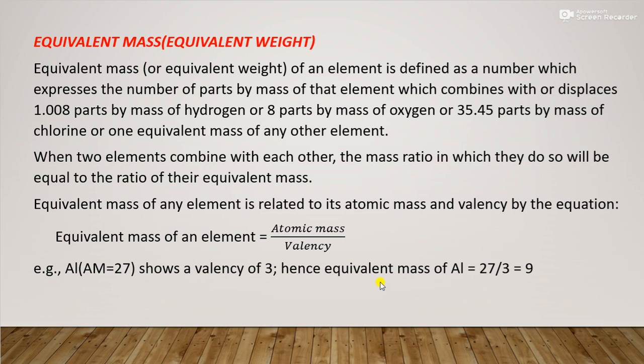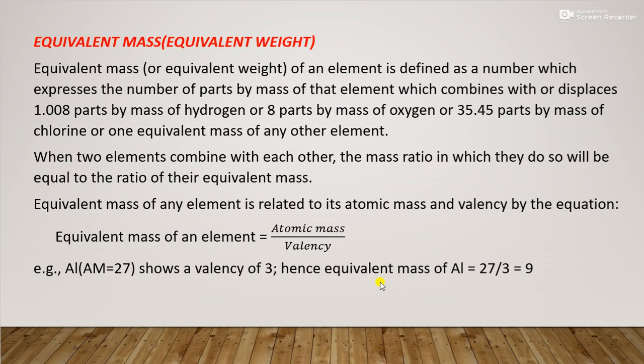or oxygen or chlorine. Okay, when two elements combine with each other, the mass ratio is simply the ratio of their equivalent mass. That is, the mass ratio in which they combine will be equal to the ratio of their equivalent mass.